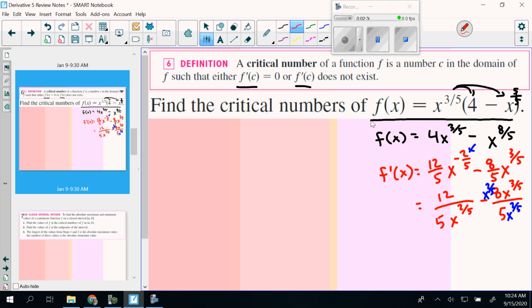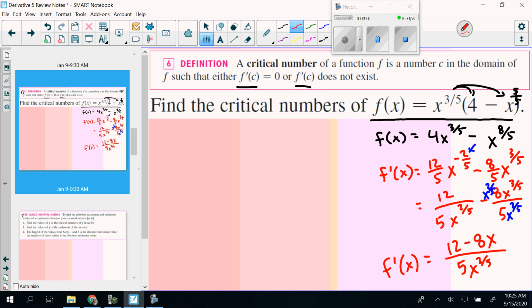So what is that going to simplify to? Well, now we got a common denominator of x to the 2/5. On top here, I'm going to have 12 minus 8 times, if we do x to the 2/5 times x to the 3/5, we add those exponents. 2/5 plus 3/5 is actually x to the first power, so just x. So that's our derivative combined into one here.